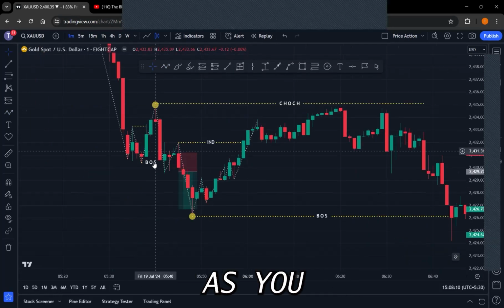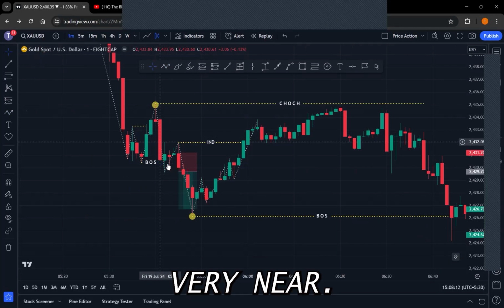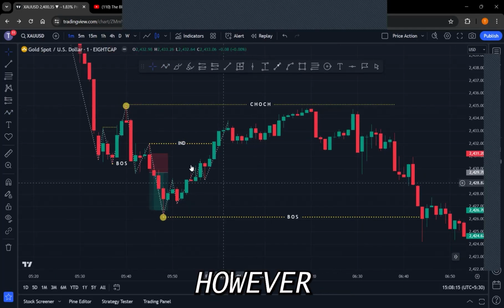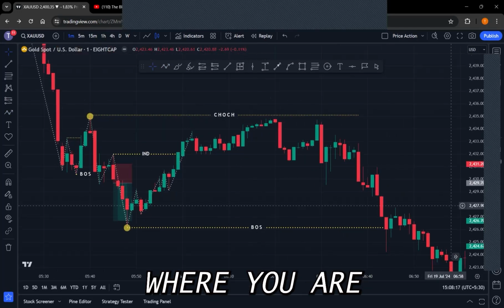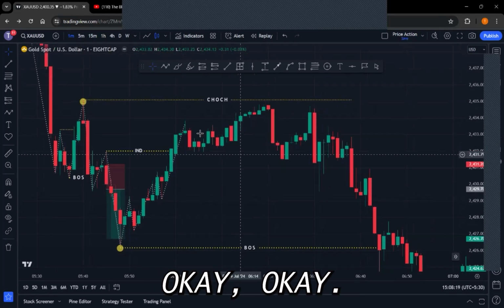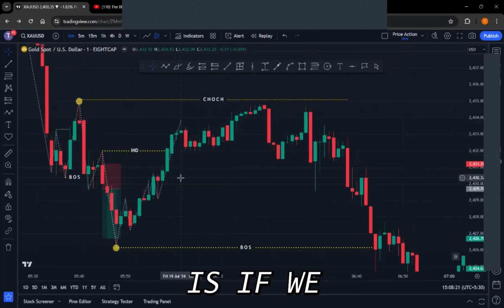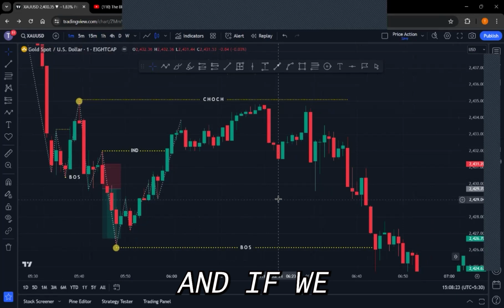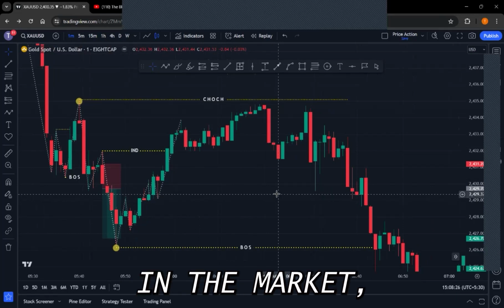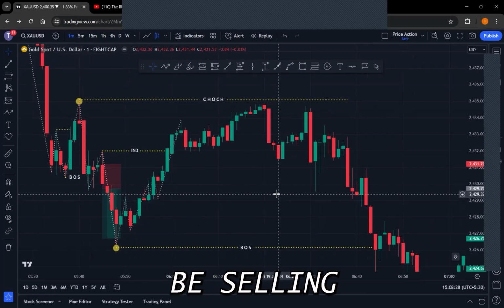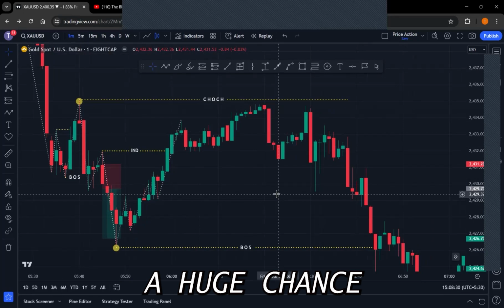Now, in this case, as you can see, the external liquidity was very near. That's why we got only 1:2. However, in cases where you have good liquidity levels, if we have this huge range in the market, and you find the real resistance and the real point of interest where you should be selling or buying, then you have a huge chance of getting your risk reward more than 1:8.